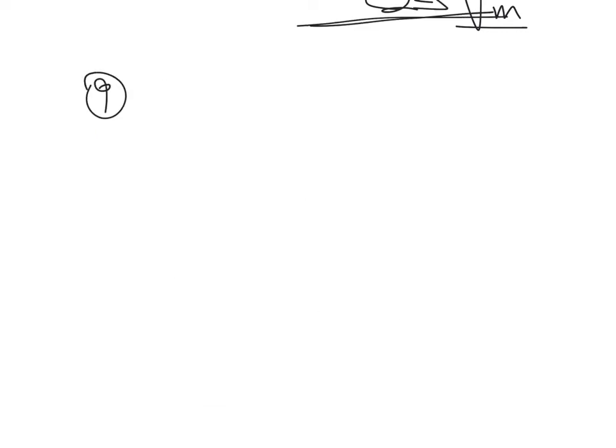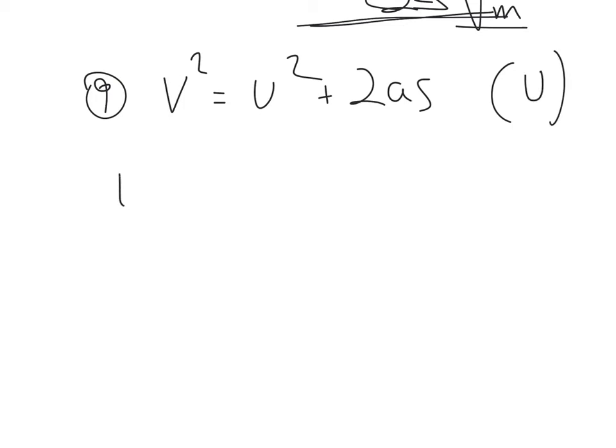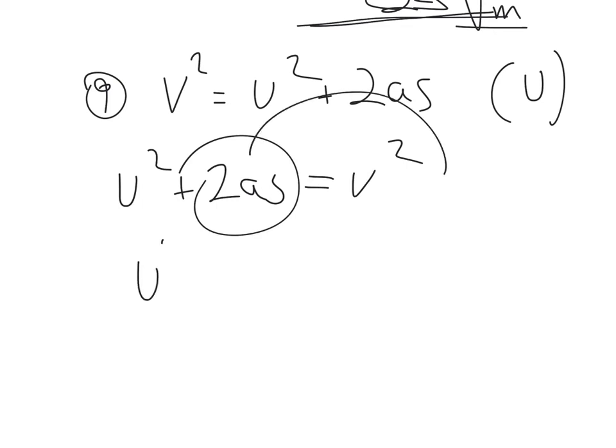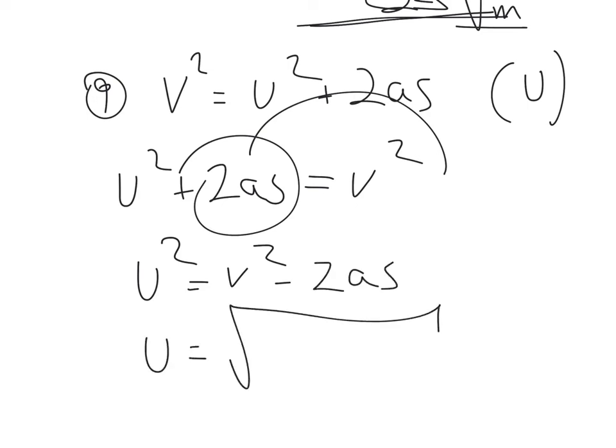Okay, example 9. V squared equals U squared plus 2AS, so same equation but a different subject that we're looking for this time. We're going to change the subject of the formula this time to U. U squared plus 2AS equals V squared. You get rid of a plus 2AS by taking across the other side and subtracting. That's V squared minus 2AS. How do you get rid of a square? By taking the square root. U is equal to the square root of V squared minus 2AS.